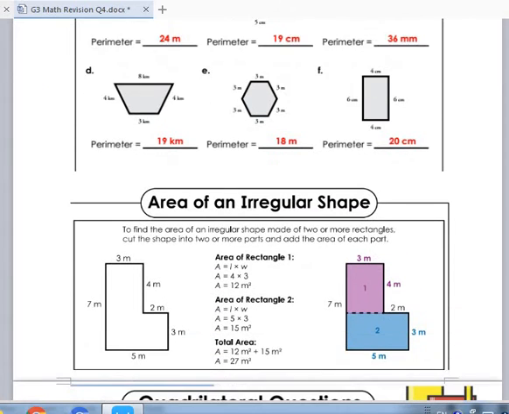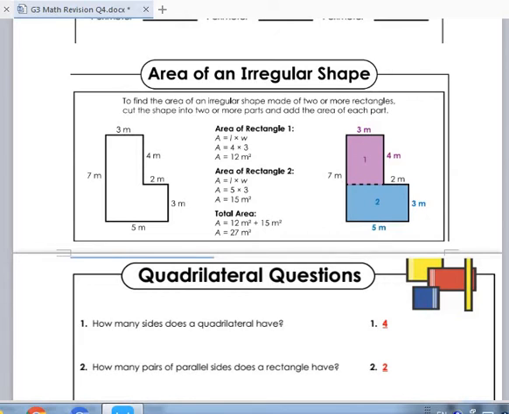Area of irregular shape. The composite shape. If I have here two shapes or two figures connected to each other like this. To find the area of an irregular shape made of two or more rectangles, cut the shape into two or more parts and add the area of each part.